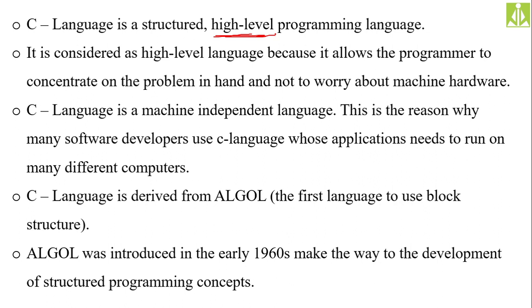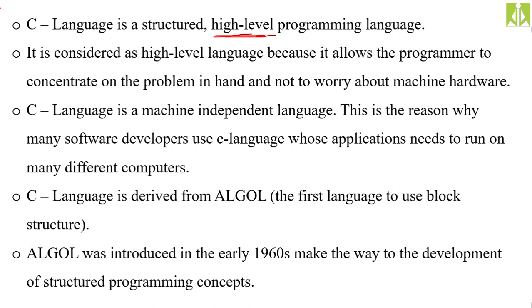Why we call the C language a high level programming language: in the sense that it gives the programmer the flexibility of being completely free of worrying about the machine hardware. He need not worry about the machine hardware; rather he can focus only on the problem which he has in hand, and how he is going to solve that problem. The reason for considering C a high level language is that one.